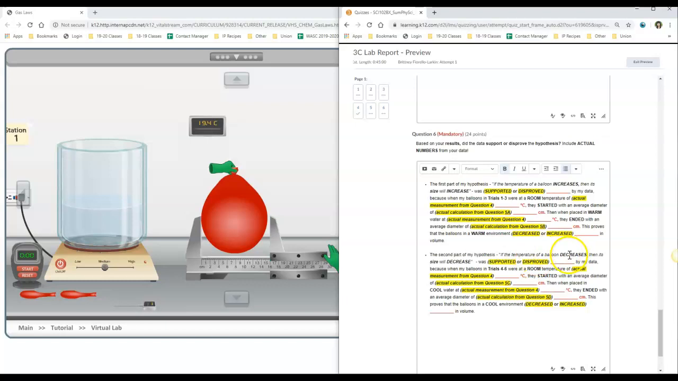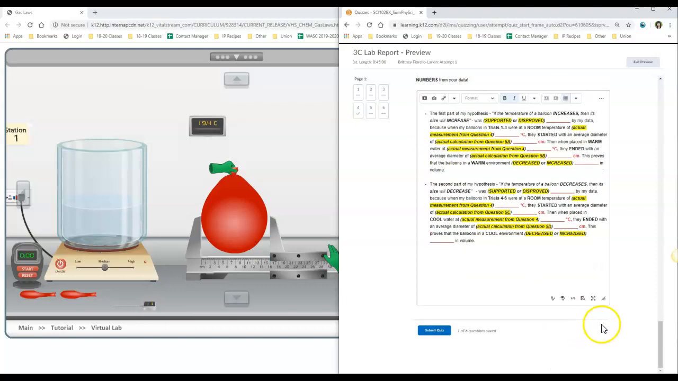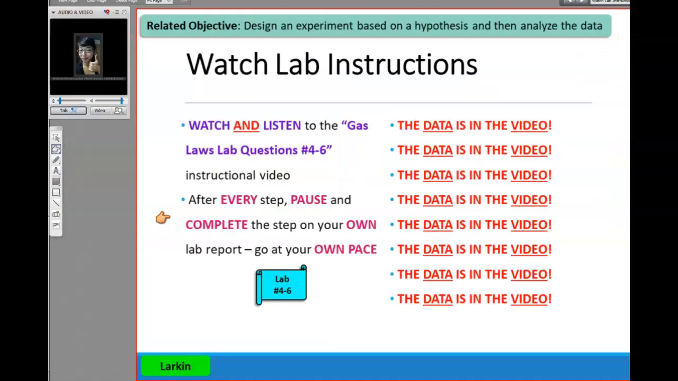And again, this time, if the temperature decreases, size will decrease. What you should hopefully see is that this second one is smaller, in which case the balloons did decrease in volume, which supports our data. If you see that this number is bigger, though, then that means it increased, and that disproves our data. And then go ahead and make sure you submit your quiz, and you are all set. Thanks, and have a great day, everyone.